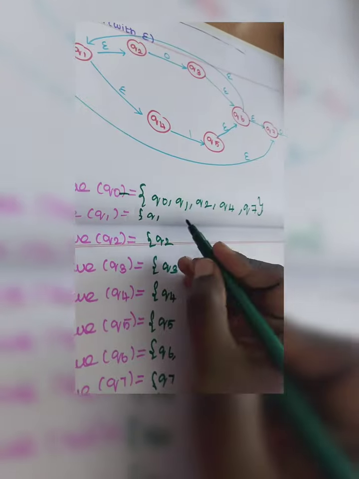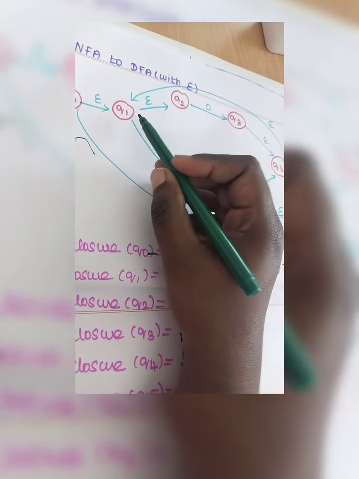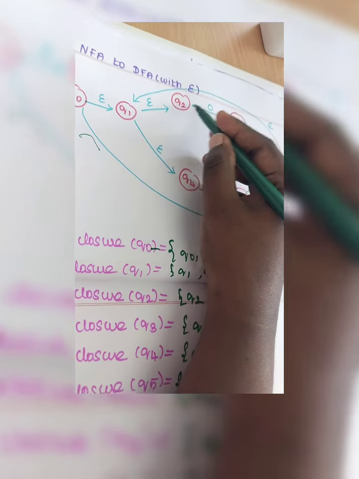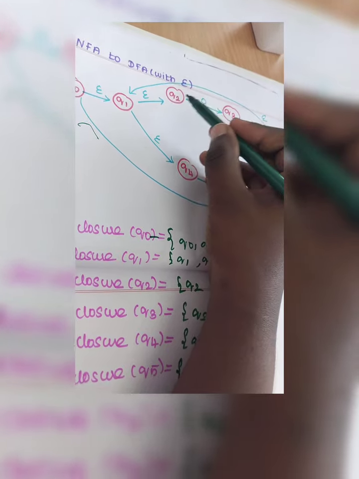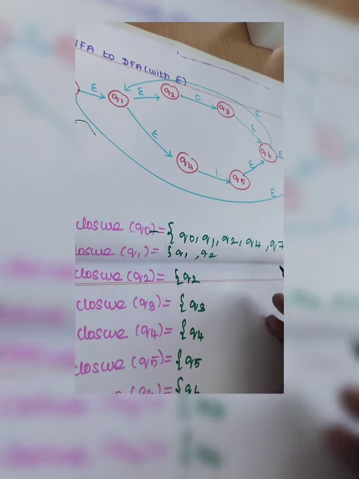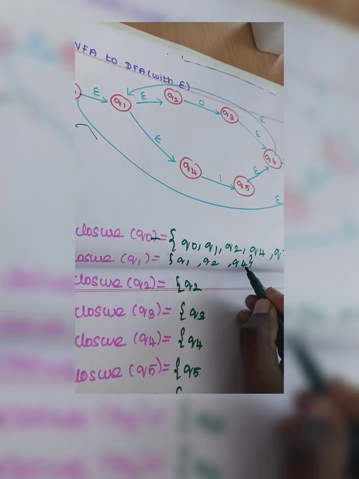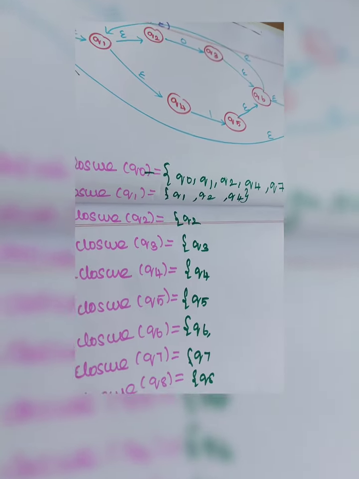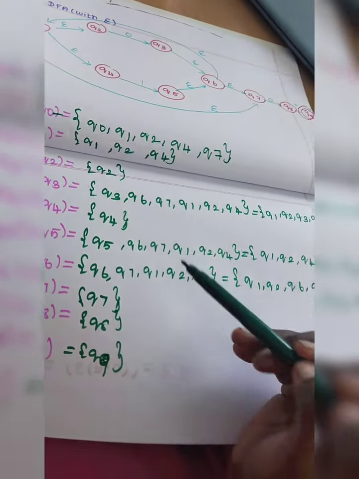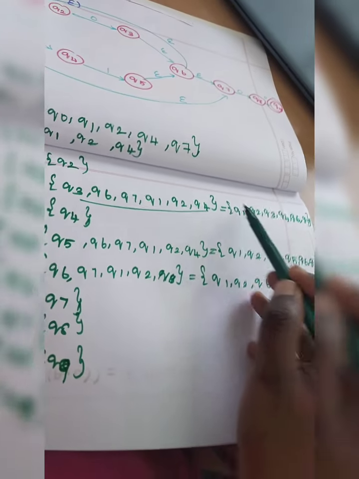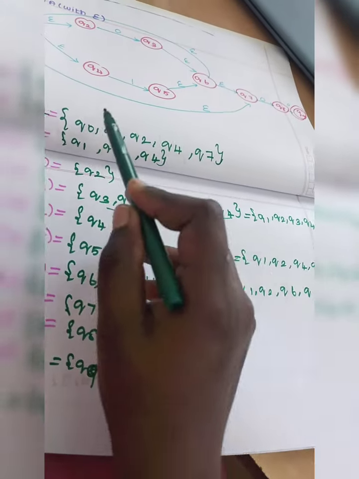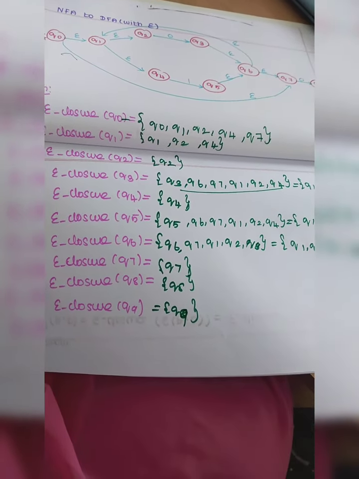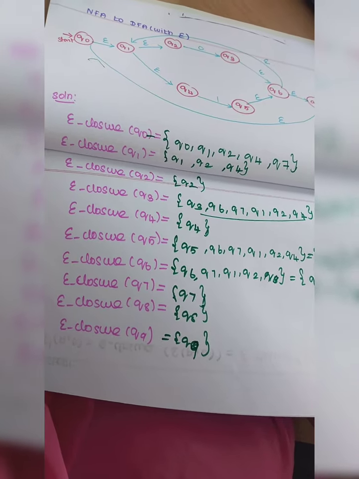Similarly you have to do it for the remaining states. Q1 with the input epsilon goes to Q2. Is there any other outgoing from Q1? No. Q1 with the input epsilon also goes to Q4. So this is the epsilon closure for Q1. Similarly you have to do it for all. I will write all the remaining epsilon closures, and you have to rearrange them in ascending order. So this is the epsilon closure for all the states, and this is the first step.